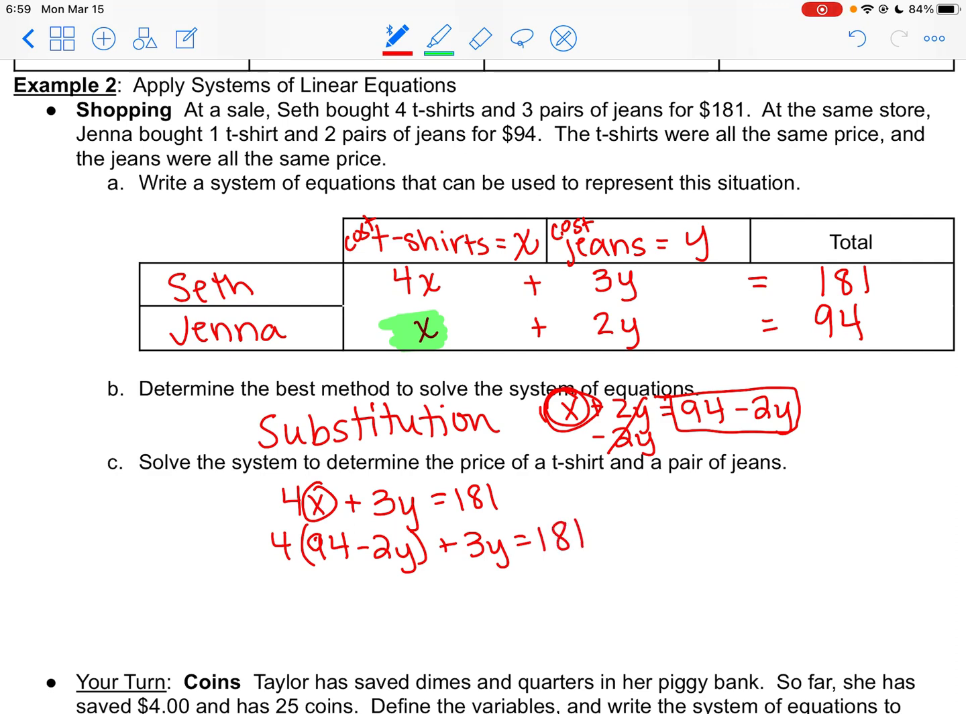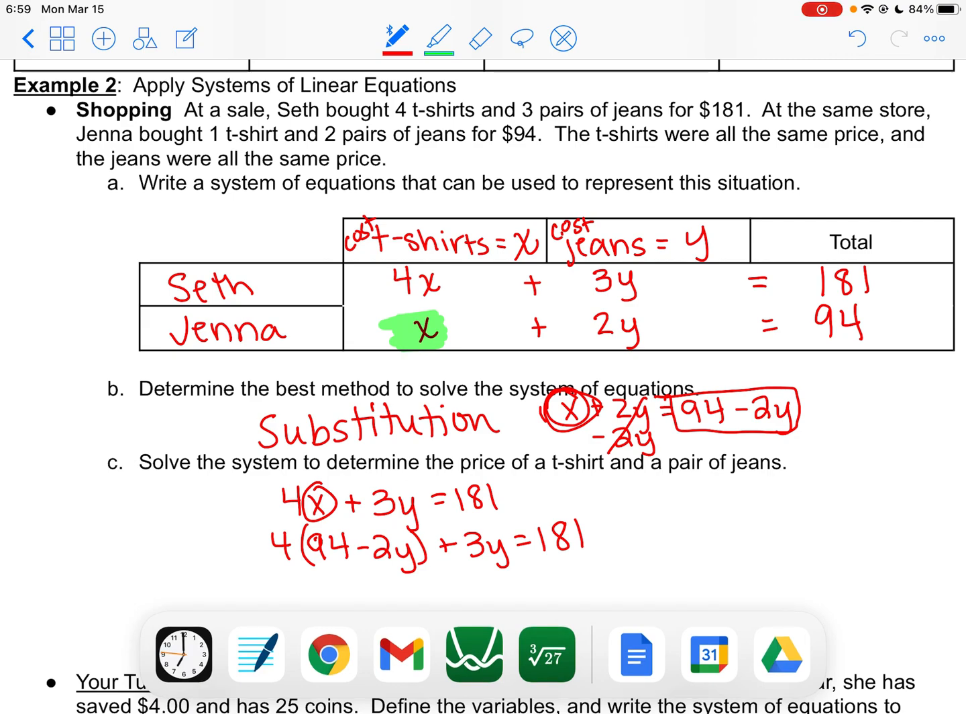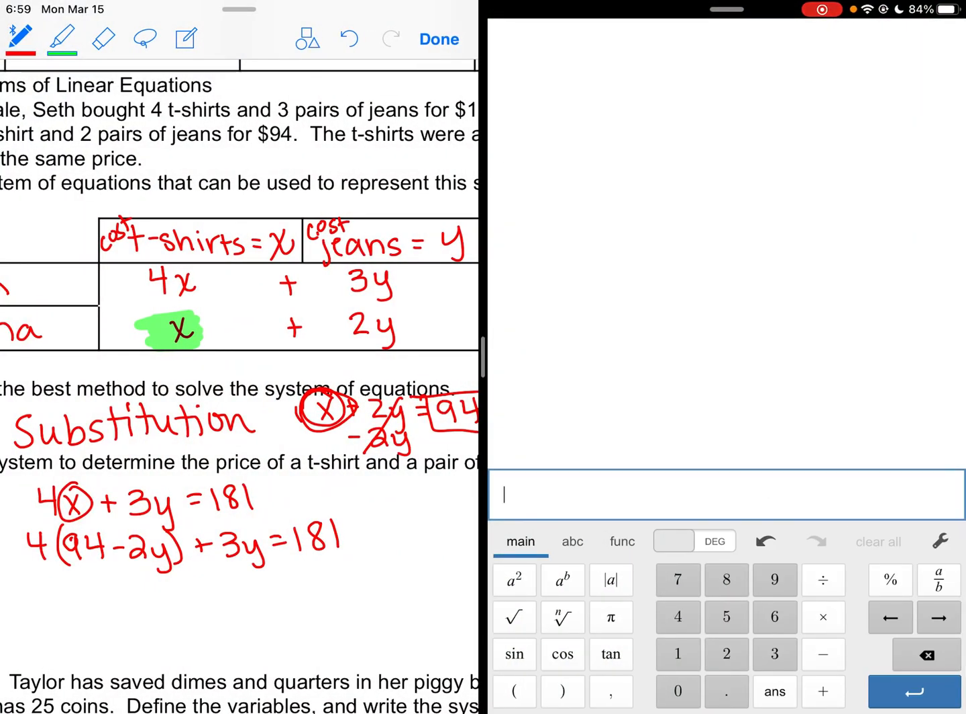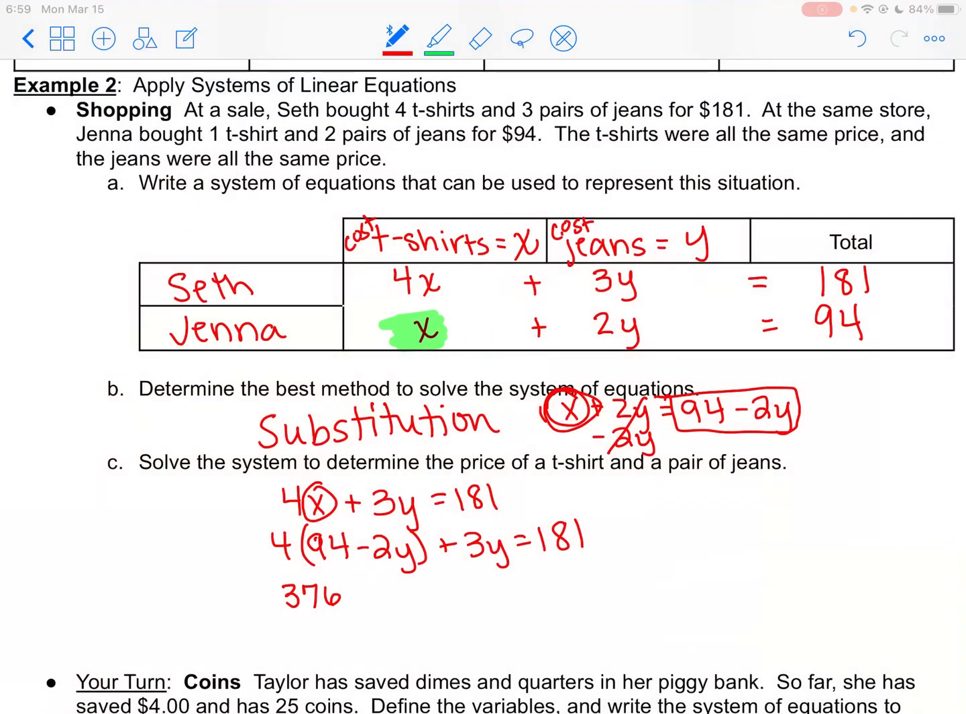So what I need to do is distribute. First I have 4 times 94. I'm going to pull up my calculator to help me with that one. 4 times 94 is 376. I'll put it away for a little bit. Then I do 4 times negative 2y, and that's negative 8y. So plus 3y equals 181. So I distributed as my first step.